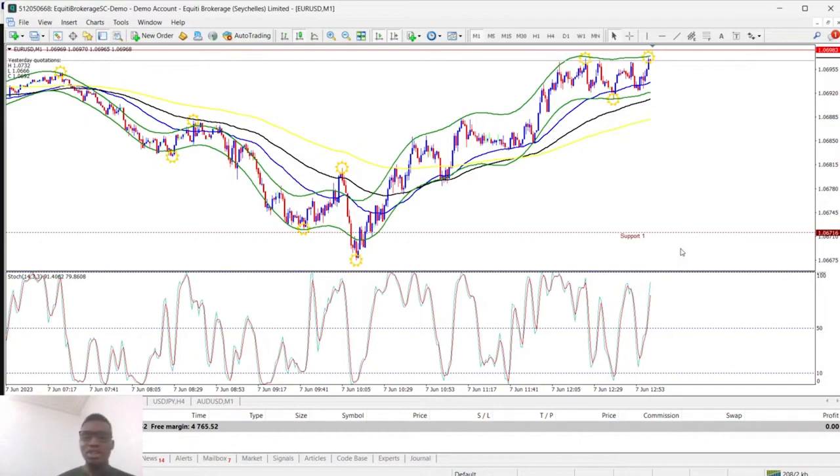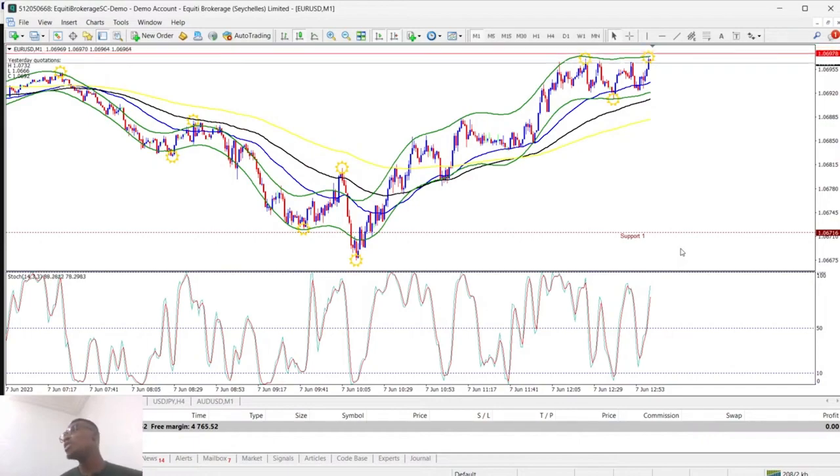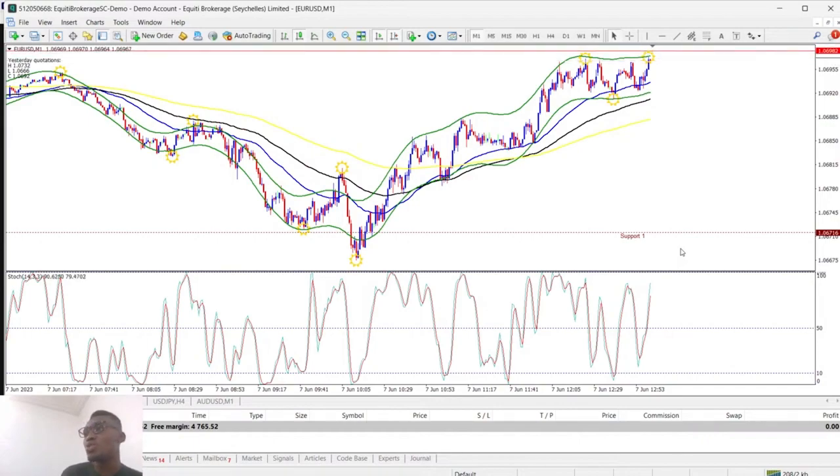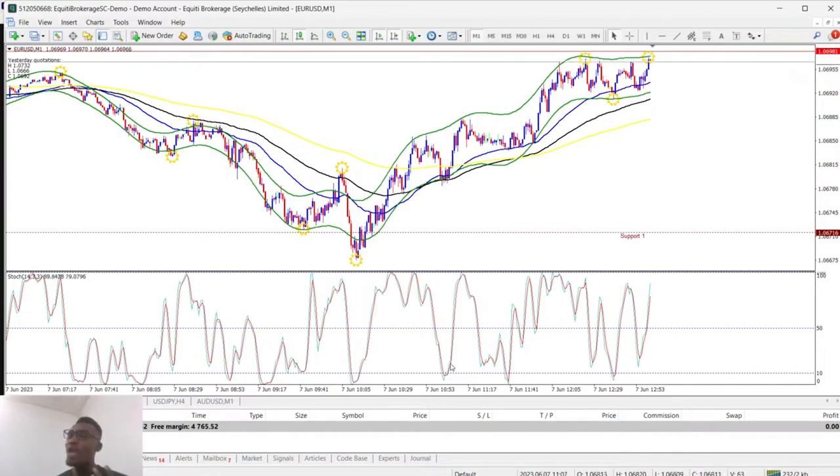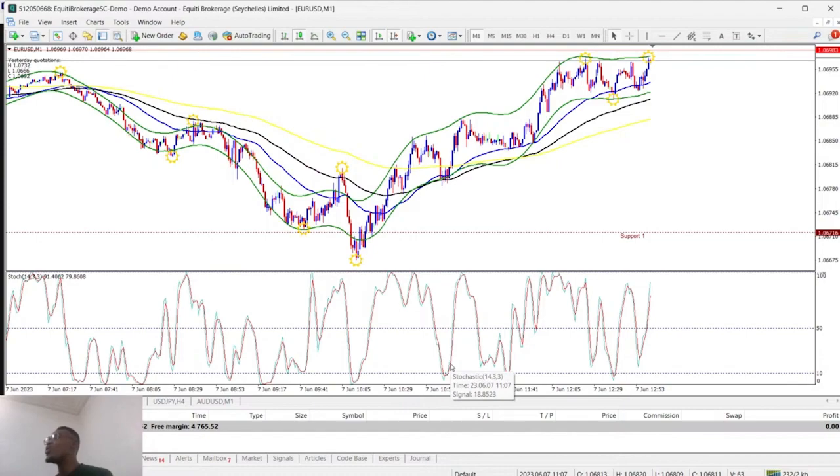Moving forward, the stochastic tells us overbought and oversold levels. If price is overbought, when the market is moving up, we are not interested. When price is oversold in an uptrend market, then we are interested. We want the stochastic to be oversold when we are buying and overbought when we are selling. And then if it's a ranging market, that's fine. We buy at oversold levels and sell at overbought levels.